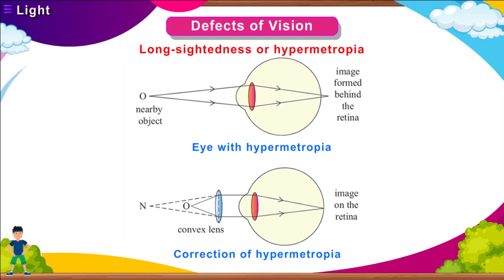The ability of eye lens to change the power of lens to accommodate the near and far off distances is termed as the power of accommodation. The power of accommodation takes place by contraction and relaxation of the ciliary muscles.